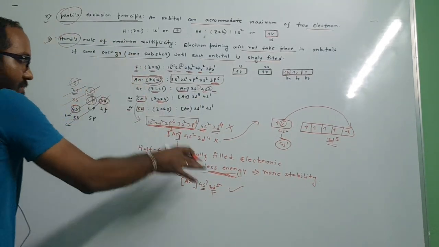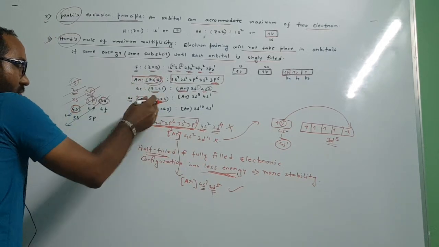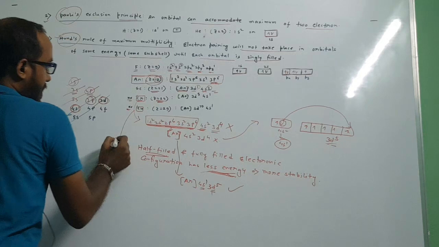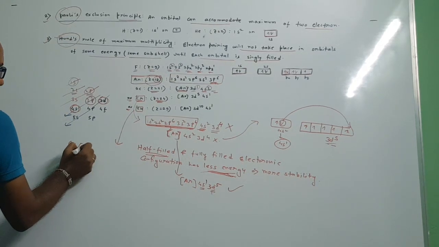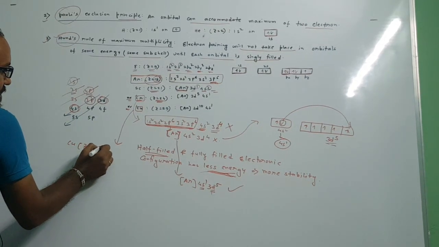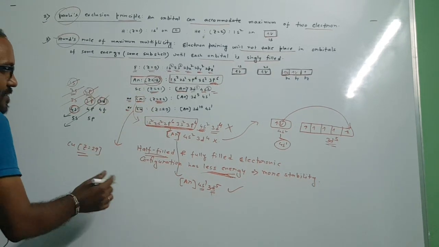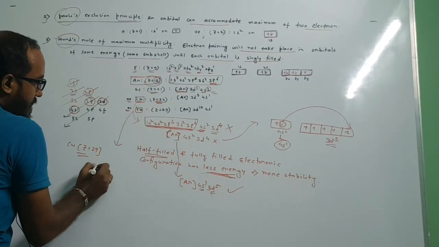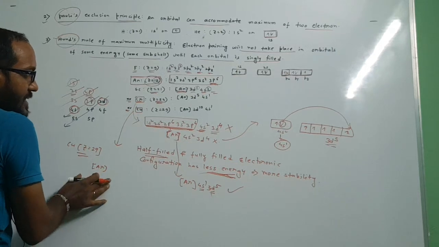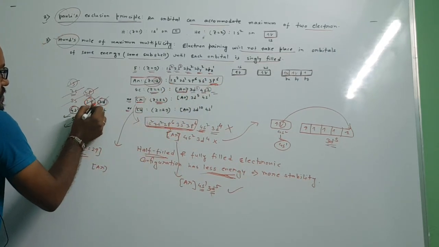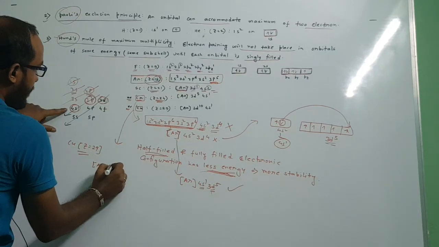Remember this, it will come in your exam. Either chromium or copper, it will come definitely in your exam. So let us see copper. It has 29 as atomic number or proton number. So the nearest noble gas configuration is argon. Argon is 18 electrons. It ends with 3p6. After that it will have 4s2.